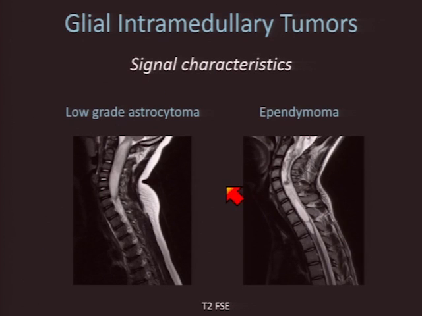Next, we can look at signal characteristics to try to give us a clue as to what's occurring. We have two tumors that are both occurring in the cervical cord. This one is very bland. This one is very heterogeneous, and that's a finding that we can see with ependymomas, because they tend to be hemorrhagic. They tend to be more heterogeneous in appearance.